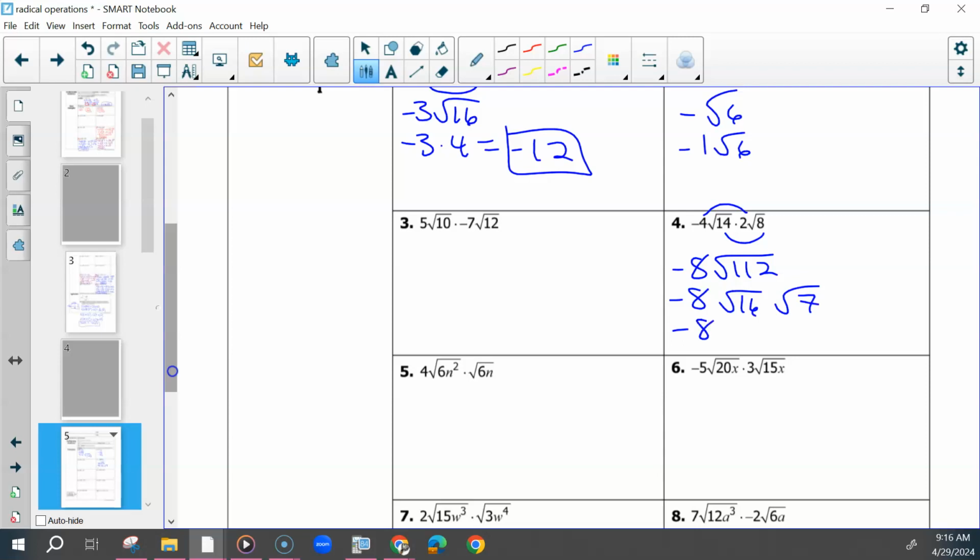So we have negative 8 times 4 root 7. So our final answer would be negative 32 root 7. Yes. Any questions, confusions on how we multiply so far?